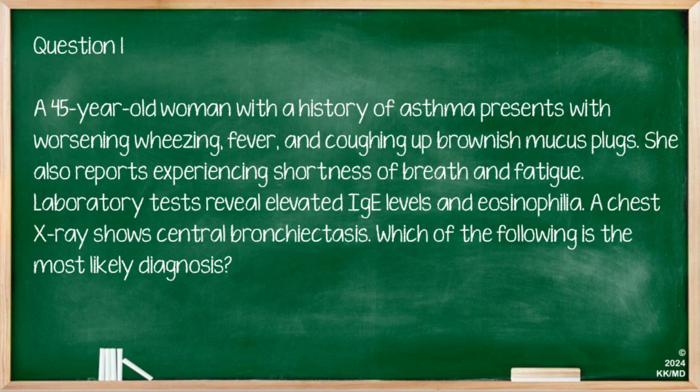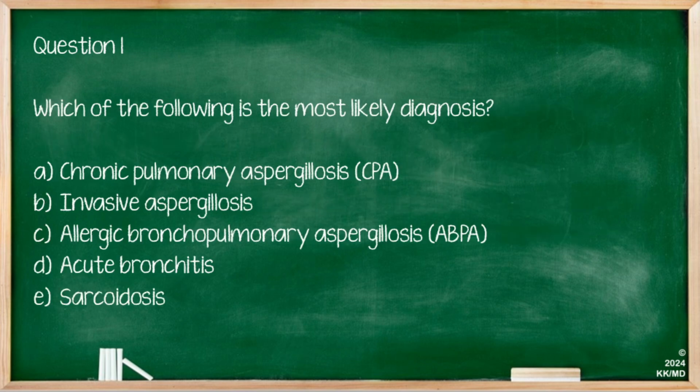Let's do a question. A 45-year-old woman with a history of asthma presents with worsening wheezing, fever, and coughing up brownish mucus plugs. She also reports experiencing shortness of breath and fatigue. Laboratory tests reveal elevated IgE levels and eosinophilia. A chest X-ray shows central bronchiectasis. Which of the following is the most likely diagnosis? Our options are chronic pulmonary aspergillosis, invasive aspergillosis, allergic bronchopulmonary aspergillosis or ABPA, acute bronchitis, and sarcoidosis.